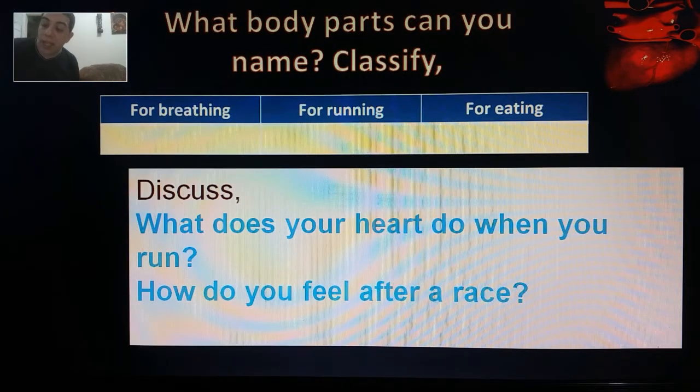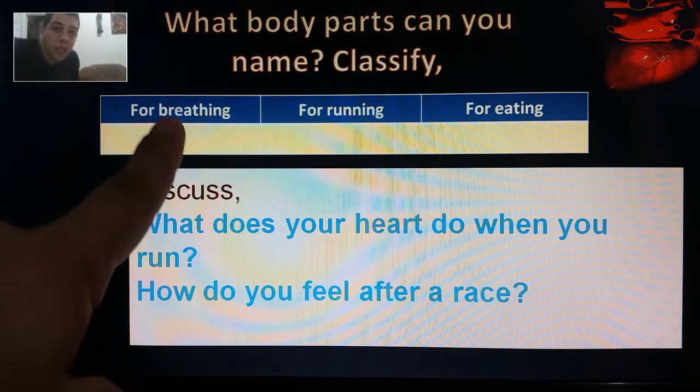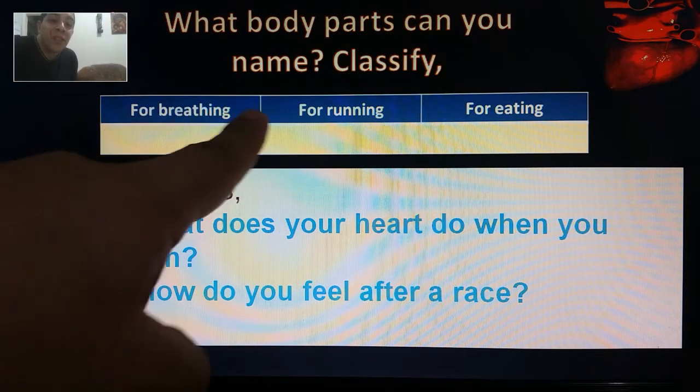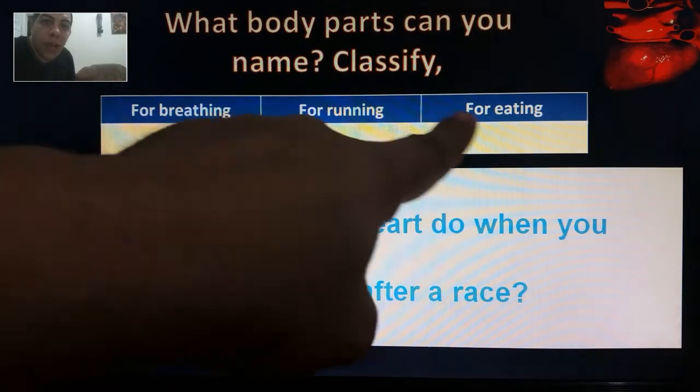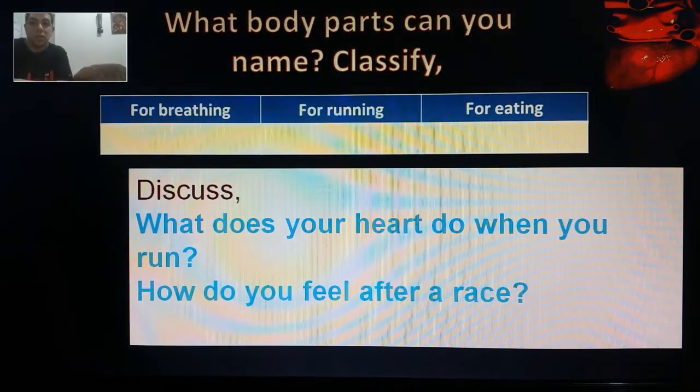Did you know a child's heart beats between 60 and 100 times per minute? Did you know that? Okay, what body parts can you name? So we need to complete the chart. We have three parts in this chart. We have for breathing, for running, and for eating, yum, yum, yum.